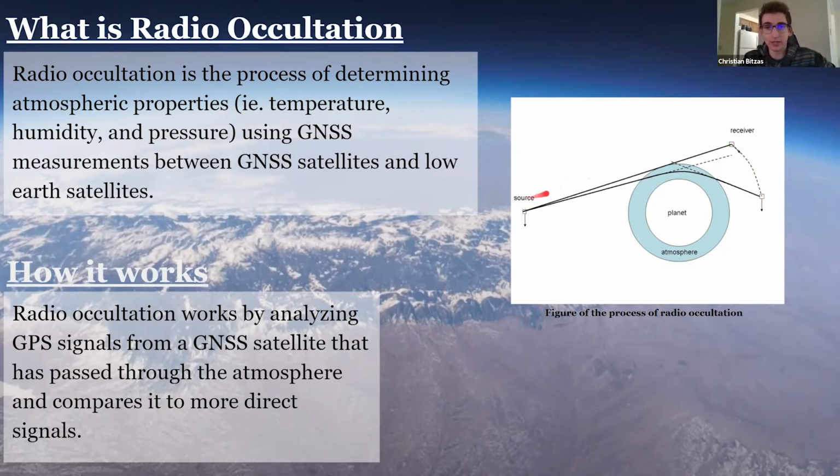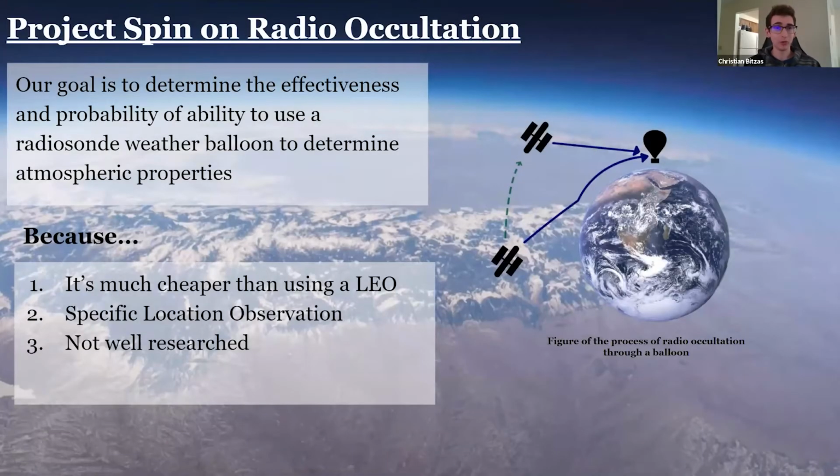So you have a case where you get a straight signal and then another case where it goes through the atmosphere. As it goes through the atmosphere, it bounces around, it changes. You can look at that comparison and figure out the atmospheric properties such as temperature and humidity. So we wanted to put our own little spin on it.